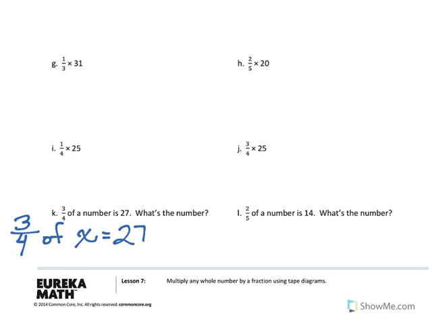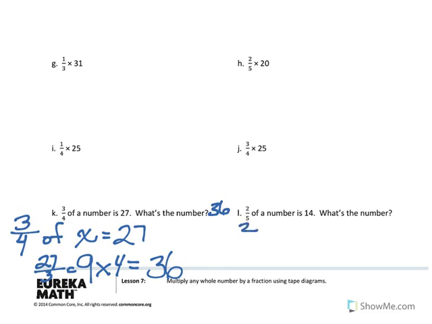Well, now I've got to go backwards. So instead of multiplying by 3, I'm going to take 27 and divide it by 3, which is going to give me 9. And then I would take the 9 and multiply it by my denominator, which is my 4, and that will give me 36. Therefore, what is the number? The number is 36. So I have to work backwards.